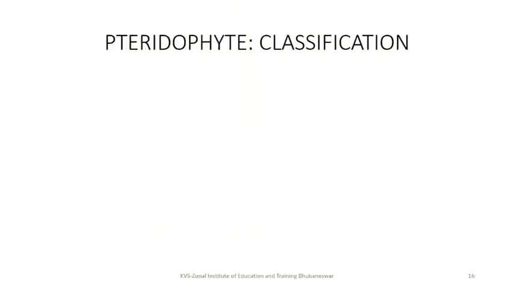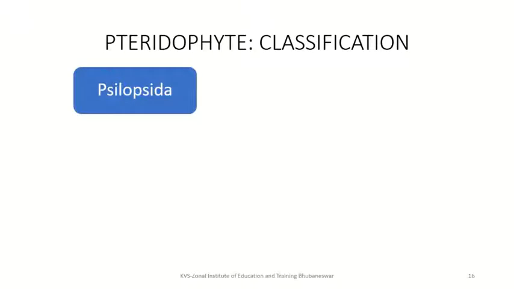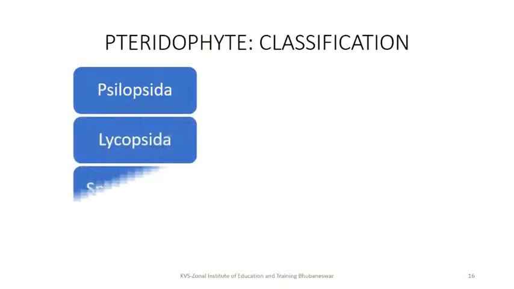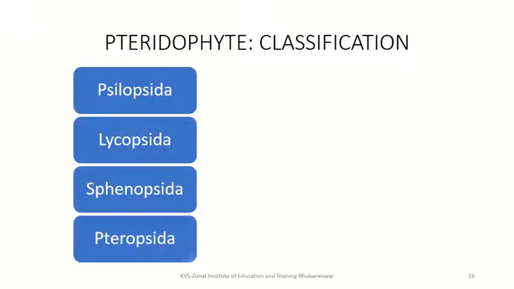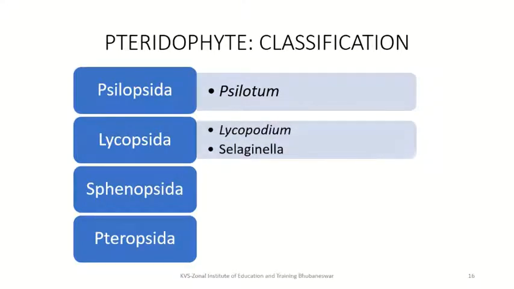Now, the classification of pteridophyte. Pteridophytes are divided into 4 classes: Coelopsida, Lycopsida, Sphenopsida and Pteropsida. The examples of these 4 classes are as follows.